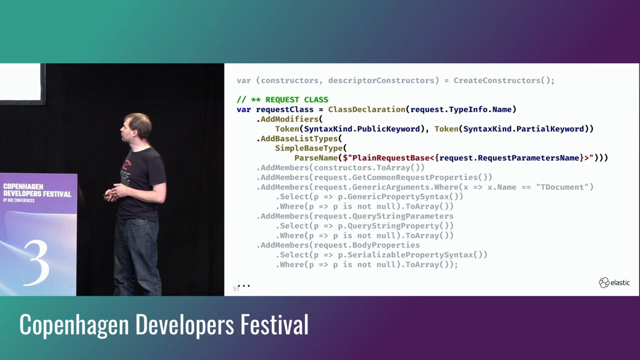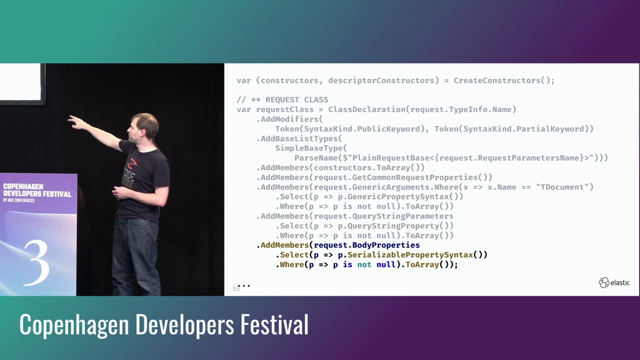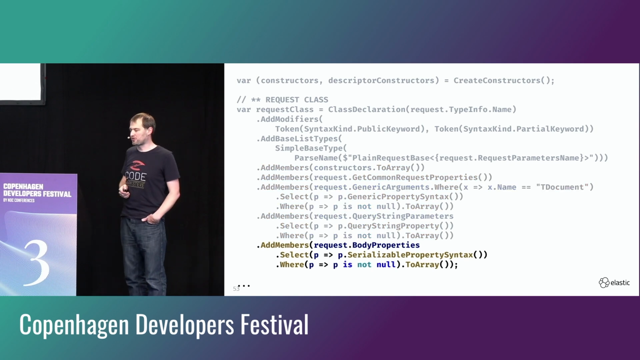So we first pre-compute the constructors we're going to need, and in this case we then create another class declaration, and then we add a bunch of members to it. That includes those constructors, a bunch of things that are common to all requests, and if we've got a generic property, then we need to add a property that can hold that. Then we add the query string parameters and the body properties.